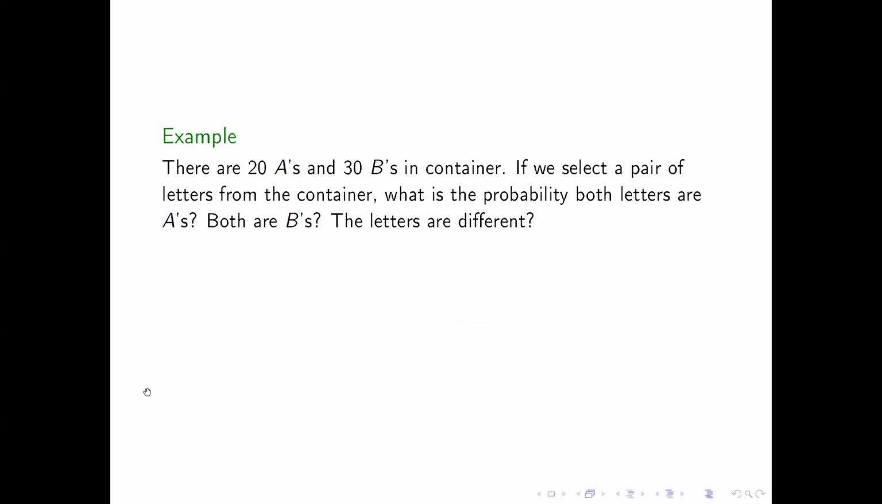Let's do a similar kind of thing. But let's say there are 20 A's and 30 B's in a container. So again, it's kind of the alphabet soup, but all I have is A's and B's. If we select a pair of letters from the container, what's the probability that both letters are A's? What's the probability that both letters are B's? And what's the probability that they are different? Go ahead and find that answer and unpause the video.